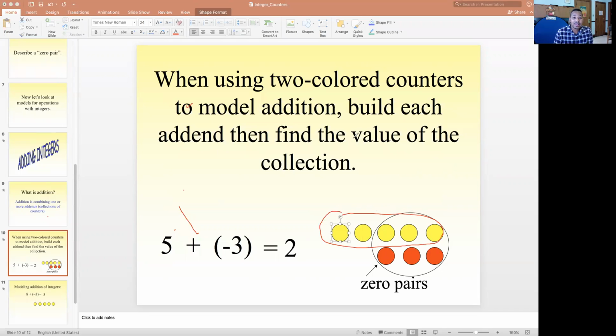And then we try to get our 0 pairs up. If we cancel out our 0 pairs, 1 yellow with 1 red, we have 3 0 pairs gone because they sum to 0. And then what's left is 2 yellow, which would be positive 2. Let's look at one more example.